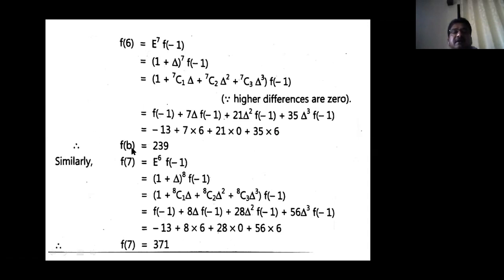So f of 6 here is again... this is not p, here write 6. So f of 6 is 239. Okay. Similarly, what is f of 7?